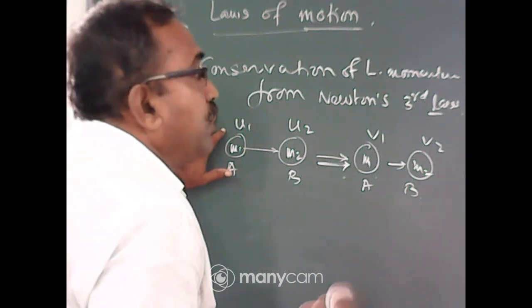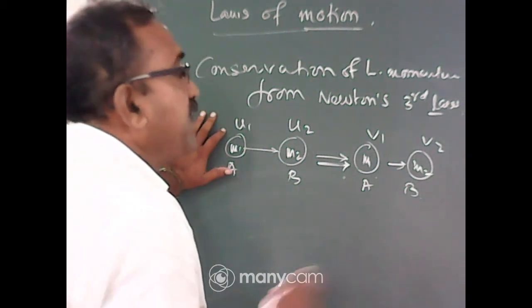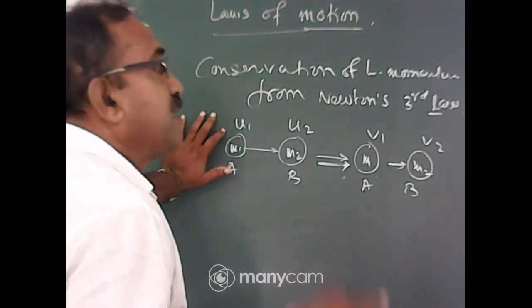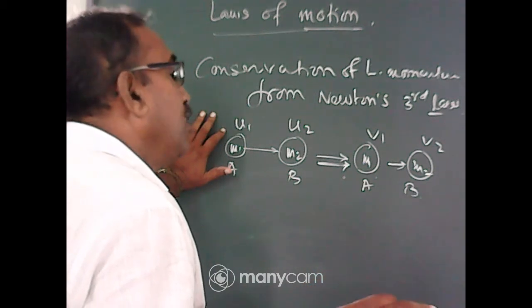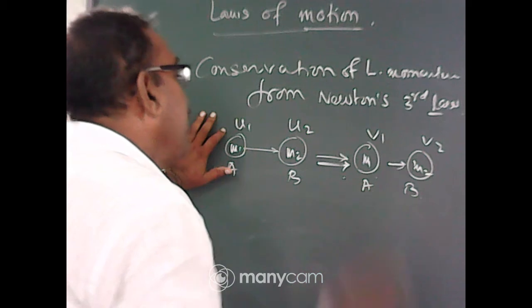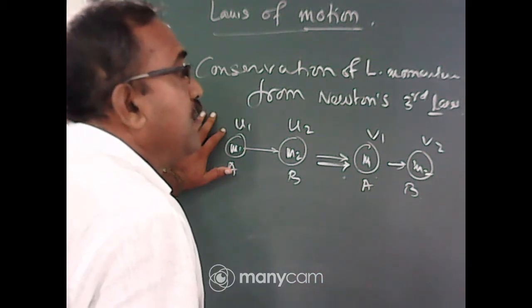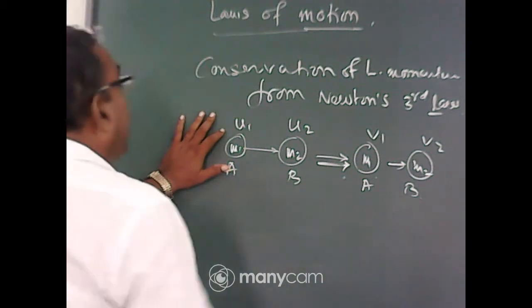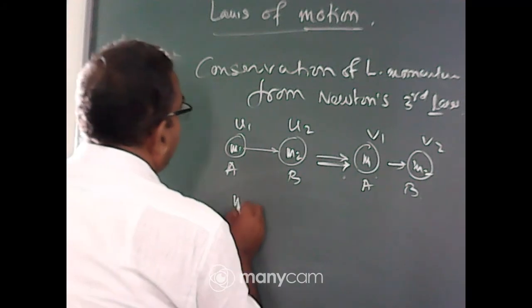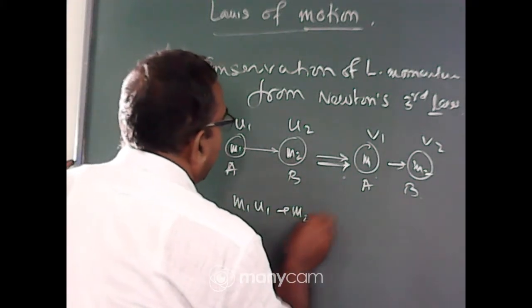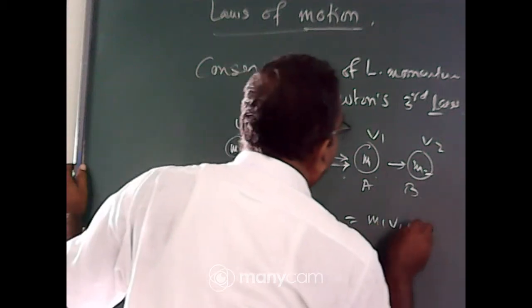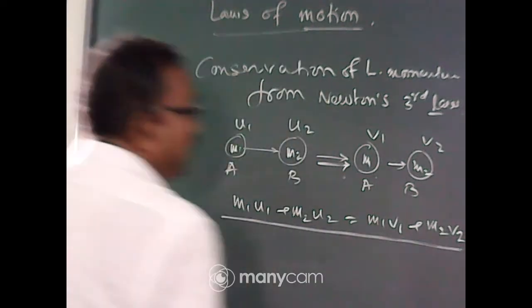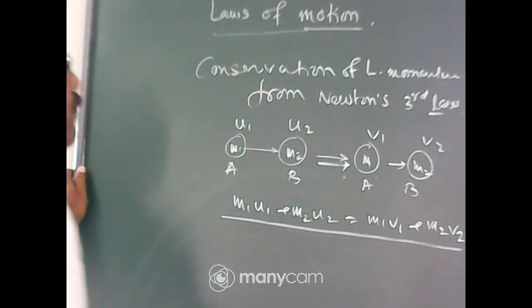What is the conservation of linear momentum? The total momentum before collision is equal to the total momentum after collision if no external unbalanced force acts on the system, meaning in the absence of an external unbalanced force, that means in an isolated system. Okay. So, you prove it: m1 u1 plus m2 u2 equals m1 v1 plus m2 v2, with the help of Newton's third law. How can you prove it?